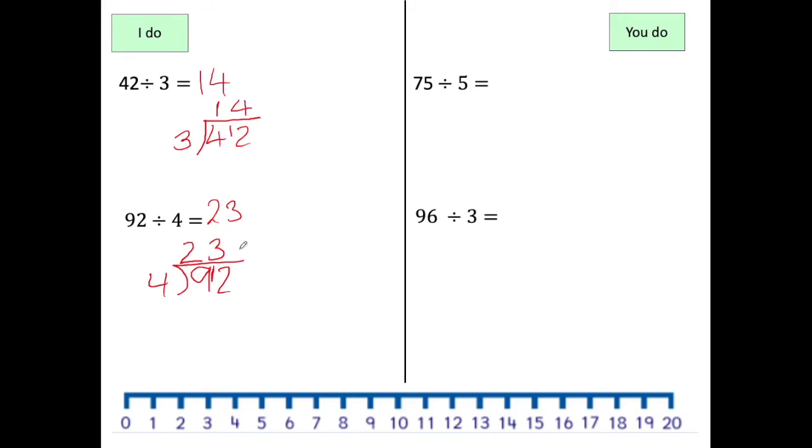Now if you can pause the video for about half a minute to a minute and just attempt the 2 questions on the right hand side, and we'll go through the answers. So the answer for this first question is 15. And for the next question, the answer is going to be 32.